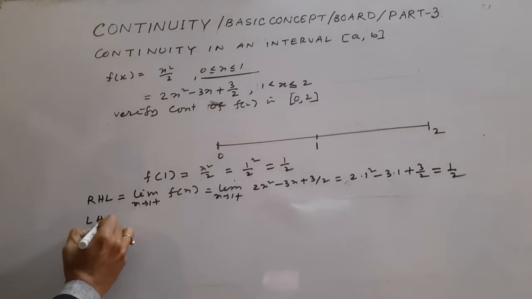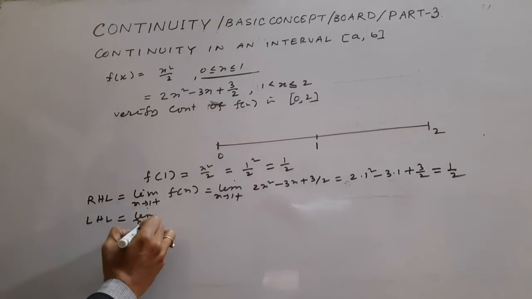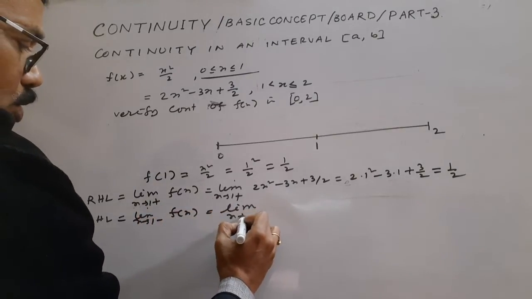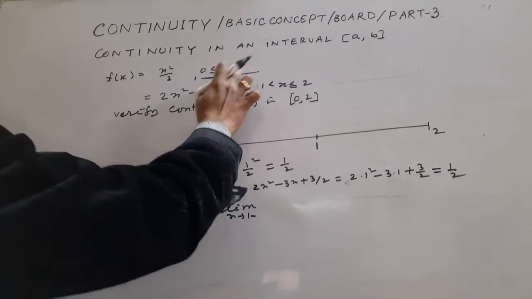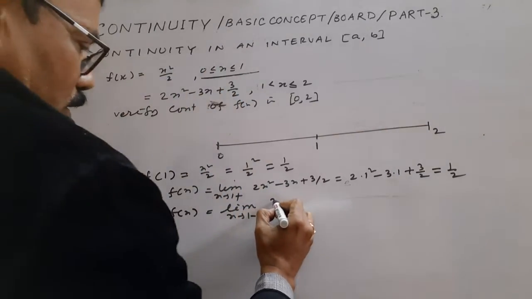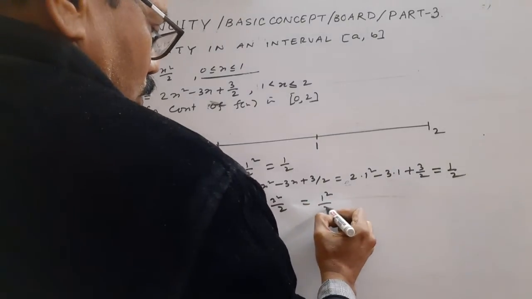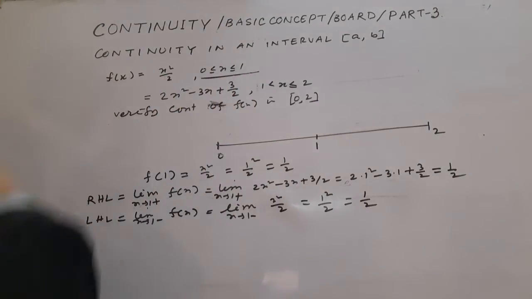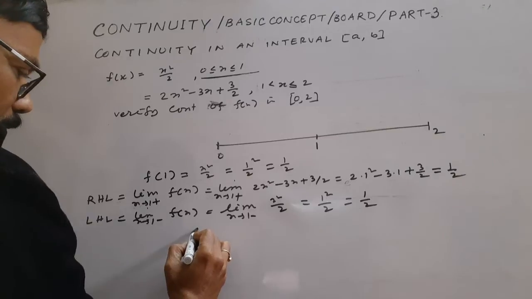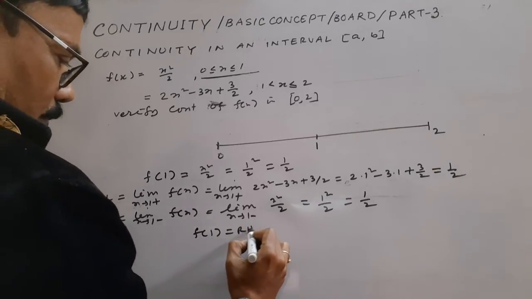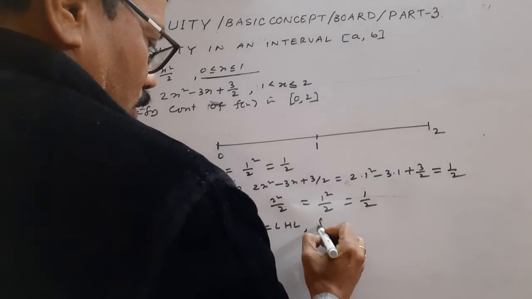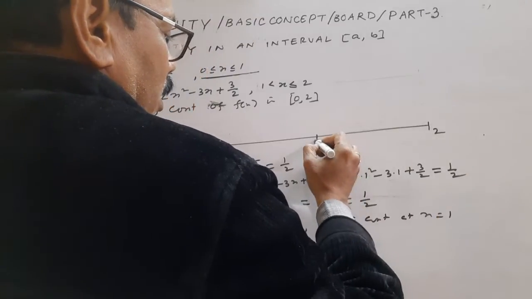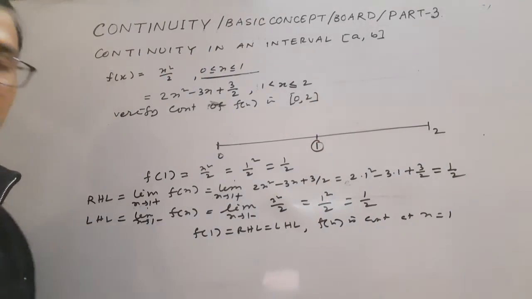So this is again half. So what is LHL? Limit x tends to 1 minus f(x). For 1 minus, less than 1 and equal to 1, so this is x square by 2. So 1 square by 2 equals to half. So we are getting f(1) equals to RHL equals to LHL. So f(x) is continuous at x equals to 1. At the restricted point, it is continuous.